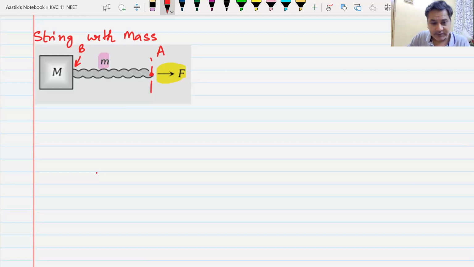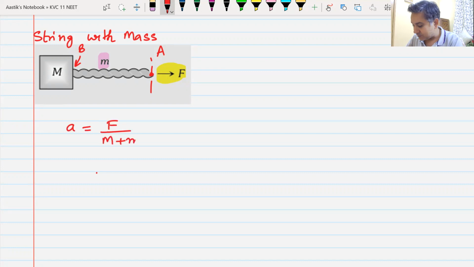The answer is very simple. And the acceleration of this system is, I'll give you one last chance. F, total force, divided by M plus small m. Net force divided by total mass is the acceleration of this system. Now, if you want to find out the tension at point B, what do you do?